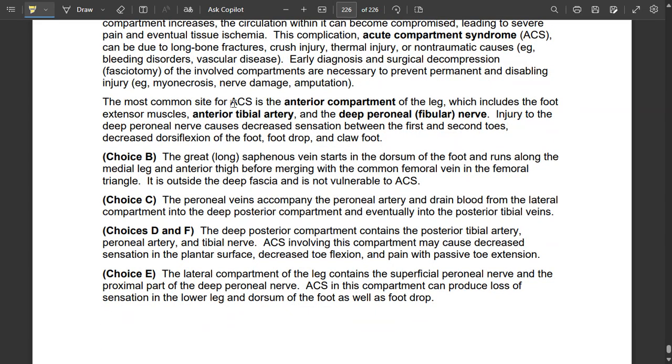The most common site for ACS is the anterior compartment of the leg. The anterior compartment is very frequently affected, and includes foot extensor muscles, the anterior tibial artery, and the deep fibular nerve. Injury to the deep peroneal nerve causes decreased sensation between the first and second toes, decreased dorsiflexion of the foot, foot drop, and claw foot.